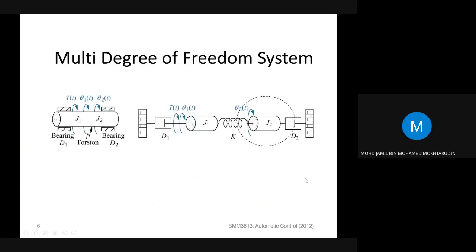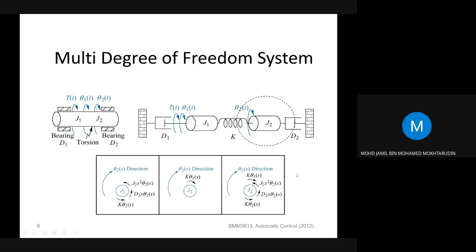Okay, now let's look at J2. So on J2, you have a spring K and damper D2. So spring K and damper D2 will produce torque anti-clockwise, okay? So K theta 2 and D2 theta 2 dot. And don't forget the inertia. And then the spring is also connected with J1. So you have a clockwise force from J1. So it becomes K theta 1. So when you combine, this is your final answer.